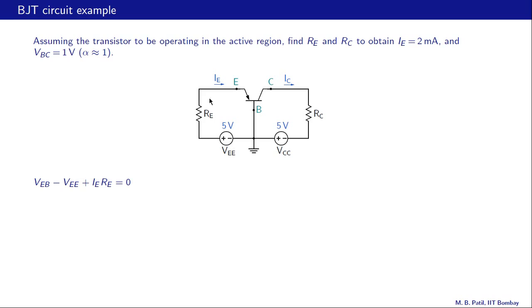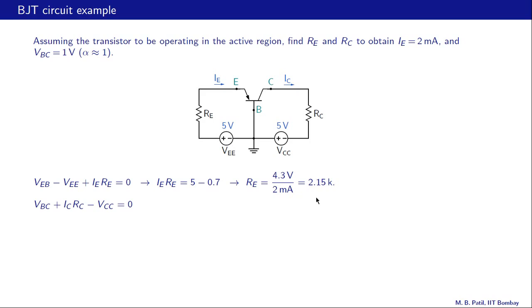So in this loop, we can write VEB, this voltage drop, which is going to be 0.7, minus this voltage rise 5 volts, plus IE times RE equal to 0, and that gives us IE RE equal to 5 minus 0.7 or 4.3 volts. And since we are given the value of IE, 2 milliamps, we can find RE turns out to be 2.15K.